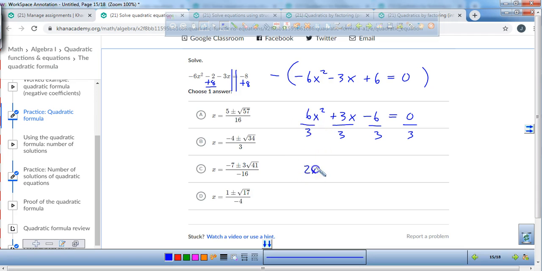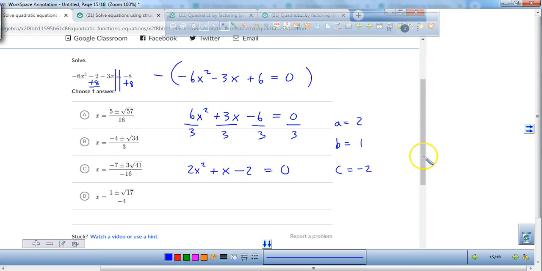Now I'm left with 2x squared plus x minus 2 equals 0. Why didn't I do this before? Because all the other problems didn't have common factors that everything was easily divisible by. So now I have my a value. I'm going to say my a value is 2, my b value is 1, and my c value is negative 2. Now what if you didn't simplify this and make it a little bit easier?